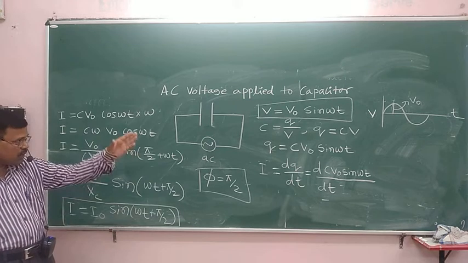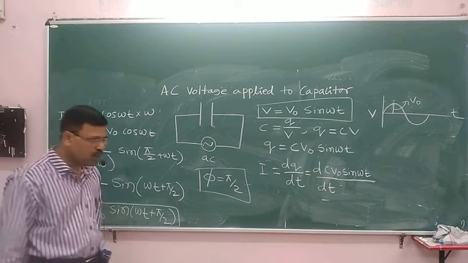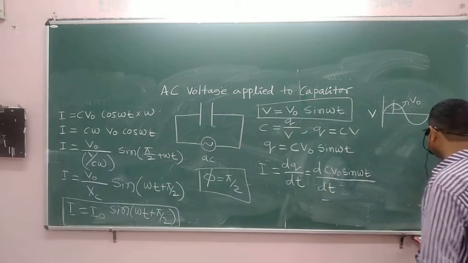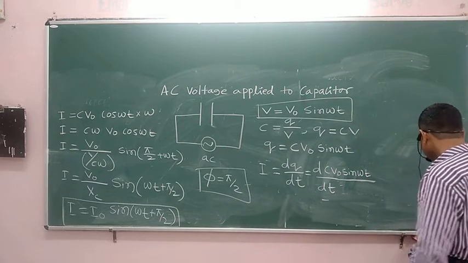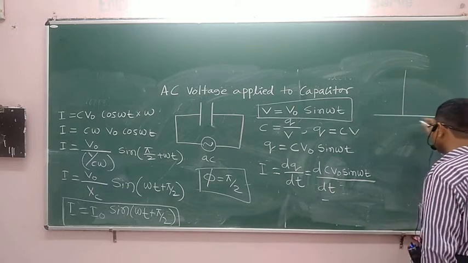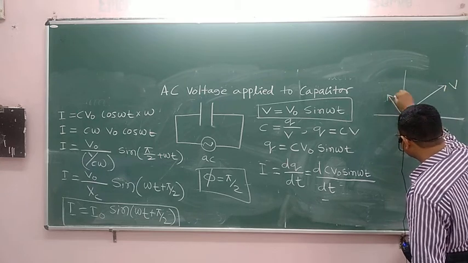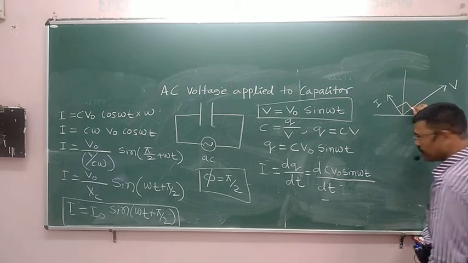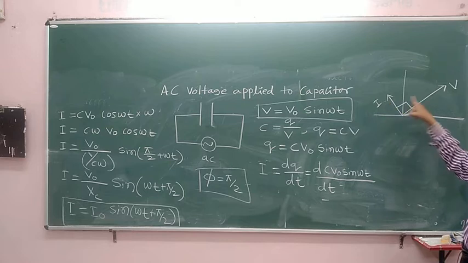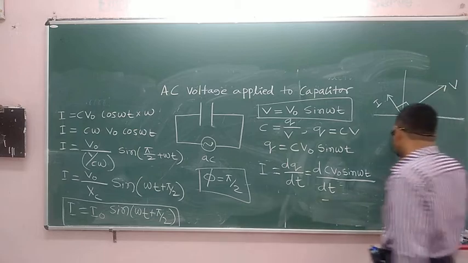The phase difference between the voltage and the current is 90 degrees. How do we show it graphically? Here is a phasor diagram. This phasor indicates voltage, and this phasor indicates current. The difference between the current and the voltage is 90 degrees. Current is leading the voltage by 90 degrees. Current is ahead.